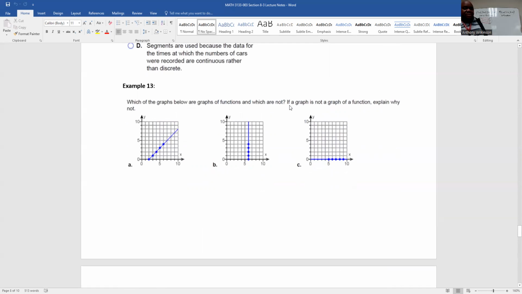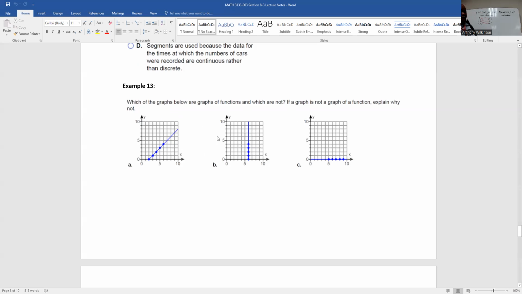So here we want to determine which of the graphs below are graphs of functions and which are not. And if a graph is not a function, explain why not. So here's graph A right here. Would this graph represent a function? Yes, it would, because you only got one X to only one Y.